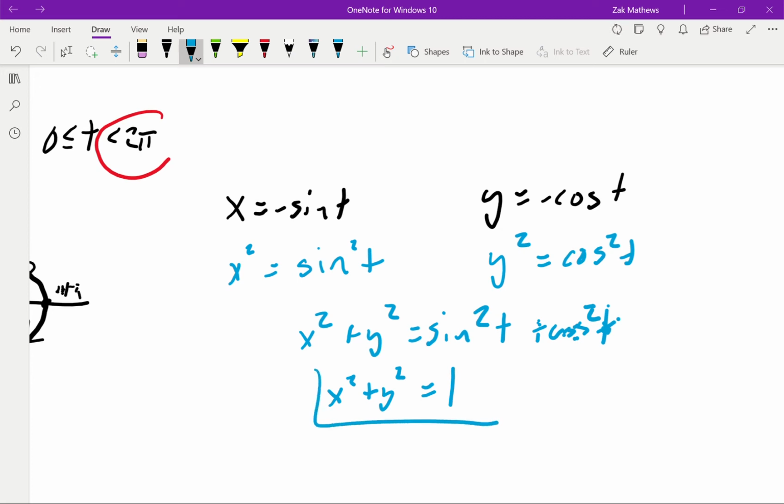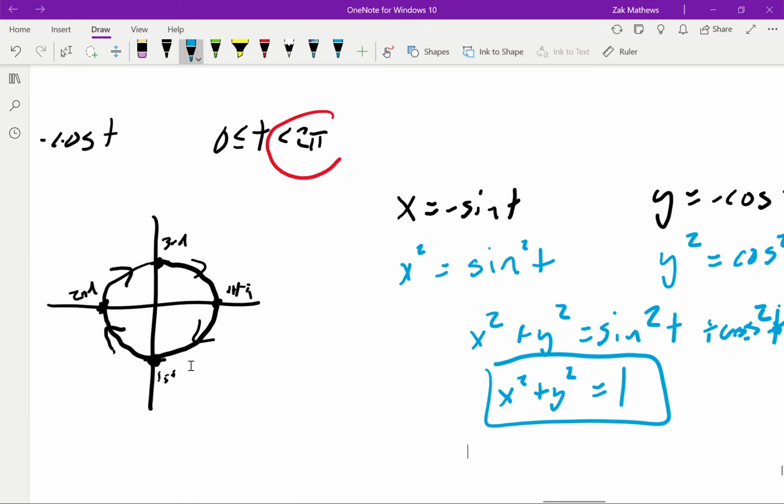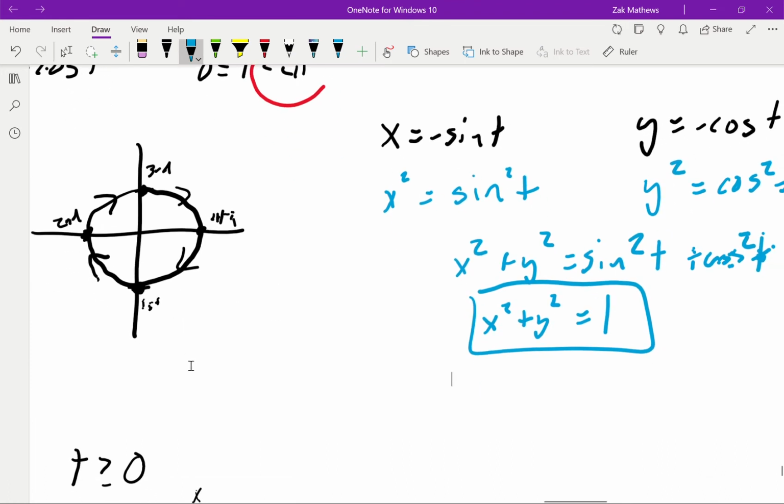And sine squared plus cosine squared, just as we said a second ago, is 1. So here is our rectangular form. That is, of course, a circle. We know that circle would have a radius of 1. We know that its center is at 0, 0. If we wanted to list the domain and the range, the domain would go from negative 1 to 1. And the range, same exact story, negative 1 to 1.